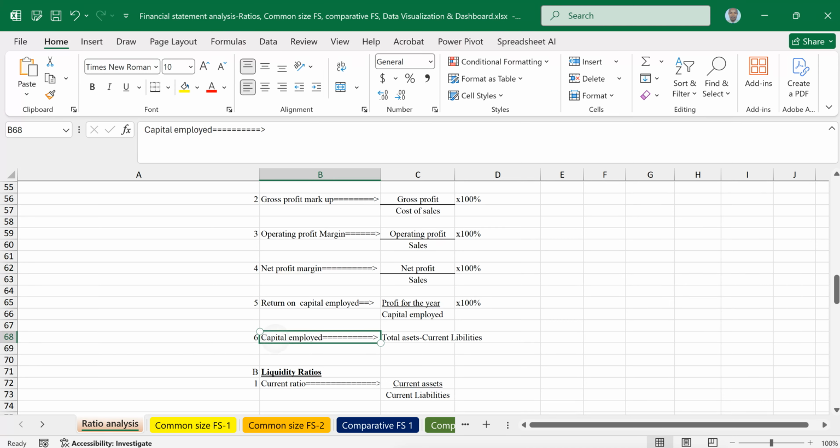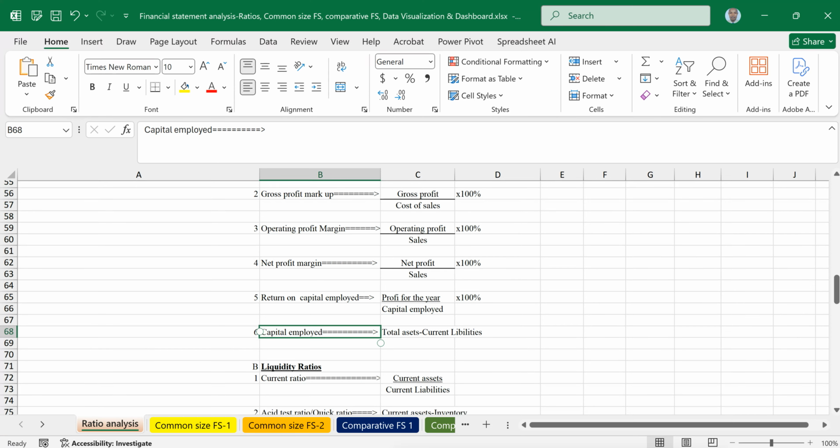Now, we also have the capital employed, because you can see here they are saying that return on capital employed is profit for the year over capital employed. How then do you get capital employed? Now, capital employed is total assets minus current liabilities.